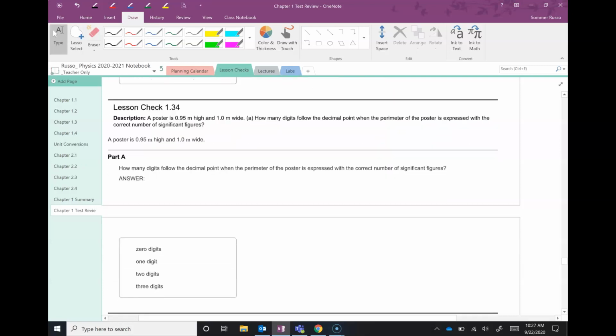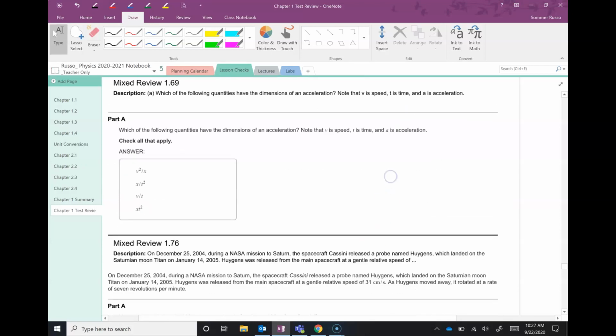Again, some sig figs and how many digits you get. Dimensional consistency is one of the issues that I saw the most here. Some of the things that you need to know is that speed is measured in meters per second, time is measured in seconds, and A is measured in meters per second squared. We want to know which things have this unit. So we're going to plug our units in here and see if anything matches. X, by the way, is a position, and it's measured in meters.